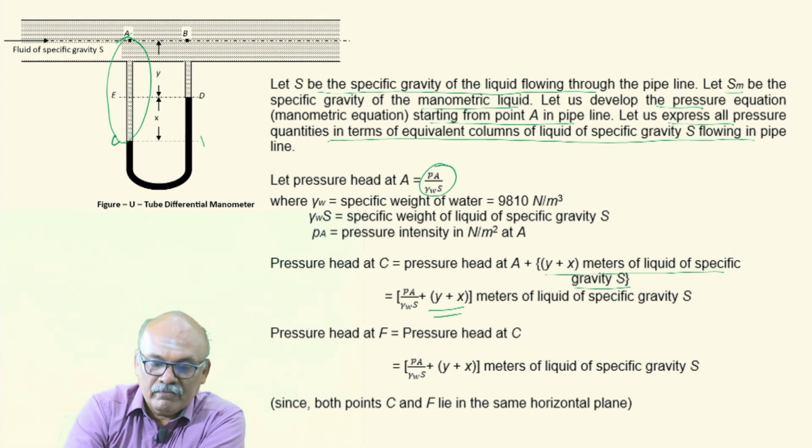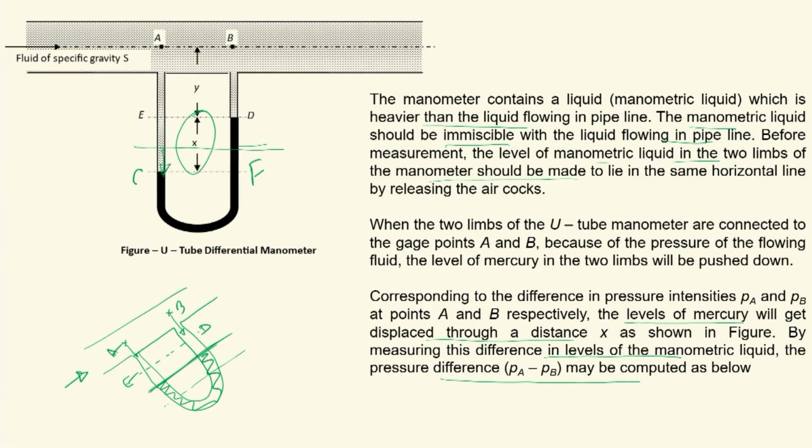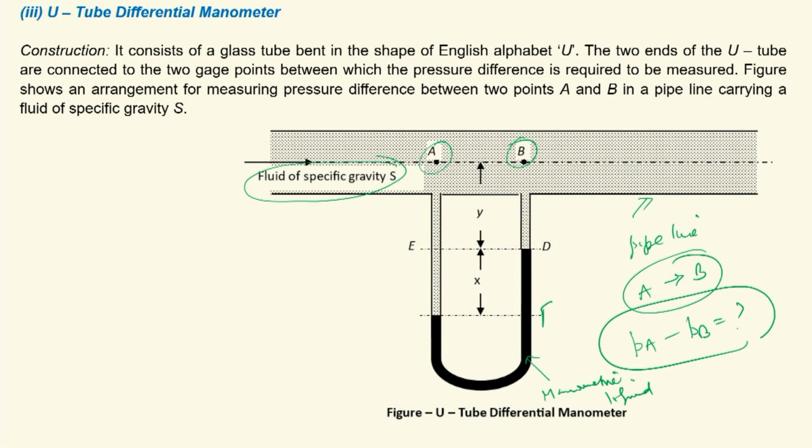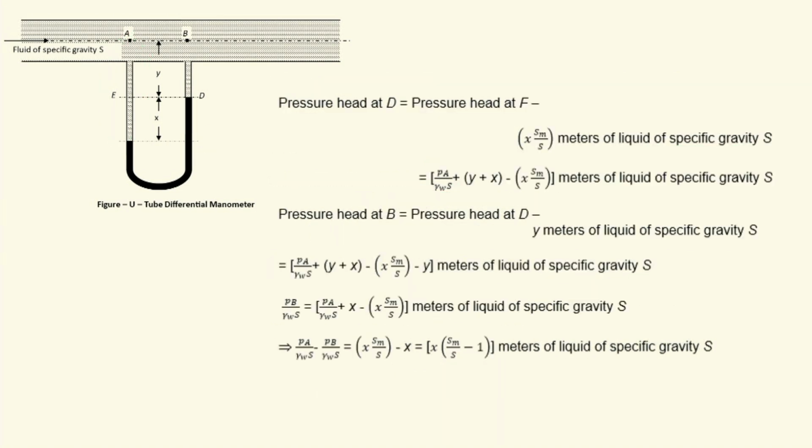Then F, this is F. The pressure head at F is equal to the pressure head at C, because C and F lie in the same horizontal plane. So the same expression holds good for the pressure head at F also. Then the pressure head at D. From F you are going up to D.